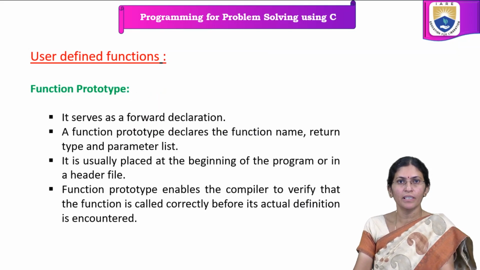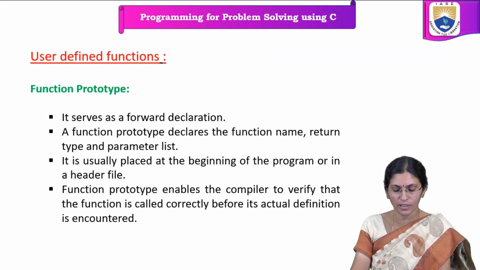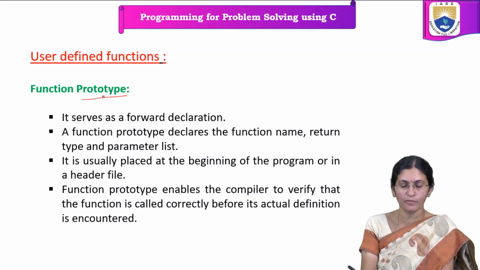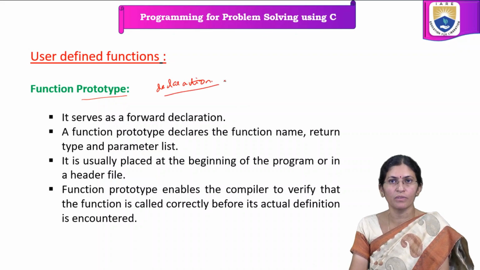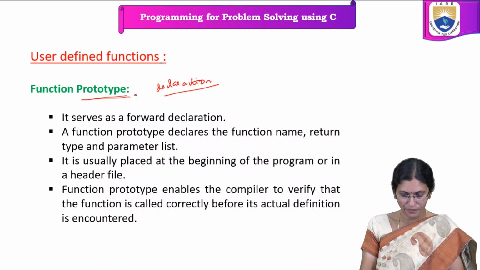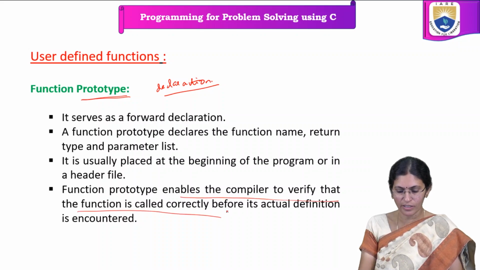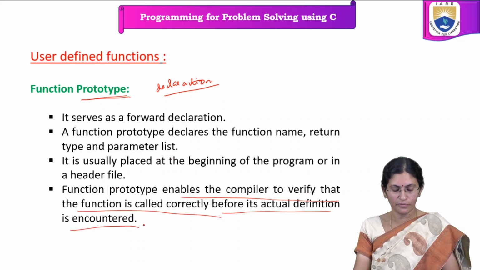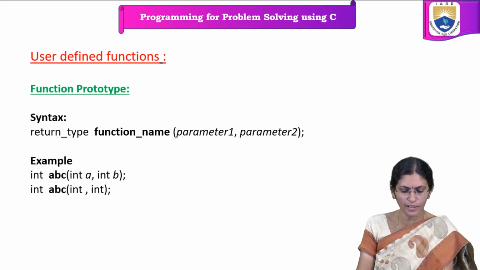A function prototype gives the necessary information to the compiler about the return type of the function, the name of the function, and the arguments or parameters of the function, or you can say the inputs which the function takes. Function prototype is also called function declaration. Just as you need to declare a variable before using it, a function needs to be declared before using it in the program. It enables the compiler to verify that the function is correctly called before its actual definition is encountered.